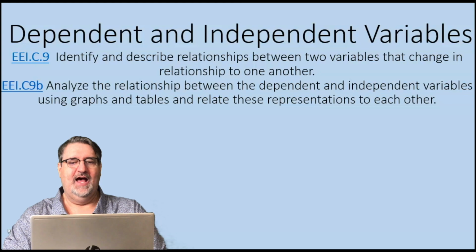EEIC 9. Identify and describe relationships between two variables that change in relationship to one another. EEIC 9b. Analyze the relationship between the dependent and independent variables using graphs and tables, and relate these representations to each other.